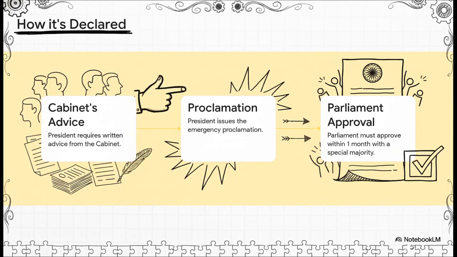And listen, declaring one isn't easy. It's not something that can happen on a whim. The process is incredibly strict. First, the president has to get written advice from the entire cabinet, not just the prime minister, the whole team. Then, once the proclamation is made, Parliament has to approve it within 1 month. And not just with a simple majority. It needs a special majority. We're talking a serious, overwhelming consensus here.